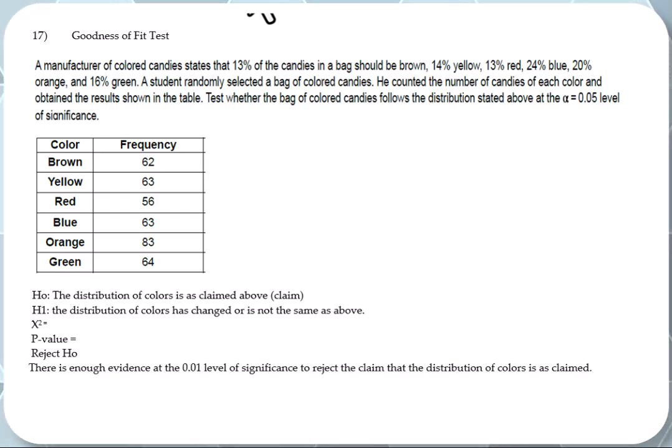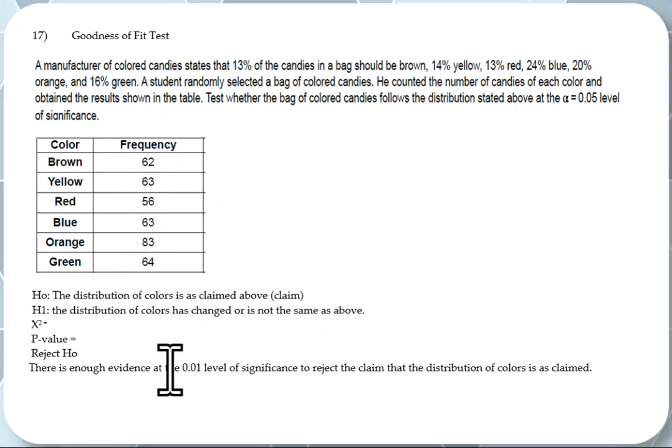This is a goodness of fit test. If you have more than 2 categories in a question, that means this is a goodness of fit. If it is 2, we do proportion stats, but if it is more than 2, we have to do a goodness of fit test. As I explained, the null hypothesis will be that the distribution of colors is as claimed above, and the alternative hypothesis will be that the distribution of colors has changed or is not the same as above. Okay, what does he ask for? Test whether the bag of colors follows the distribution above, so the claim is in H0.